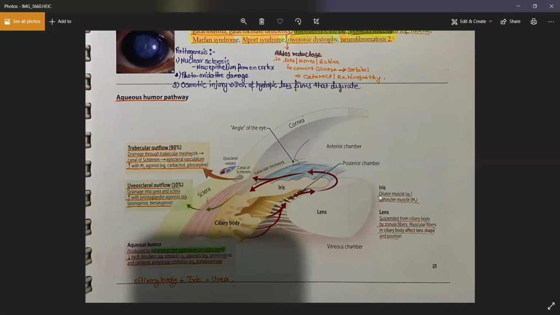Whenever the dilator pupillae muscles contract, they will dilate the pupil, and whenever the sphincter pupillae muscles contract, they will constrict the pupil. So with alpha 1 stimulation I have dilation, and with muscarinic stimulation I have constriction. So tell me, if you give a patient an alpha 1 agonist or a muscarinic antagonist, you will have pupil dilation. So how can you differentiate between a muscarinic antagonist and an alpha 1 agonist drug? I'm giving a drug X to a patient, and I'm having this pupillary dilation. How can I tell whether it is a muscarinic antagonist or an alpha agonist?